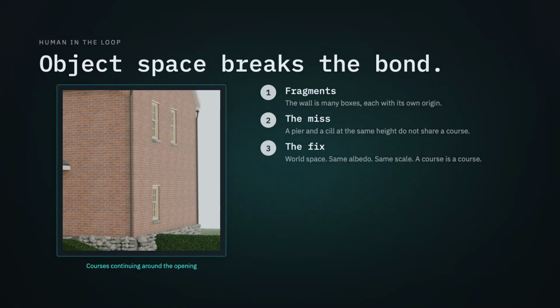Human in the loop. Here is the brick wall, object space mapping on a wall of fragments. A pier and a sill at the same world height do not share a course. World space is the fix, same brick. A course stays a course around the opening.